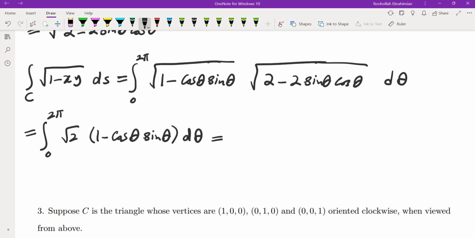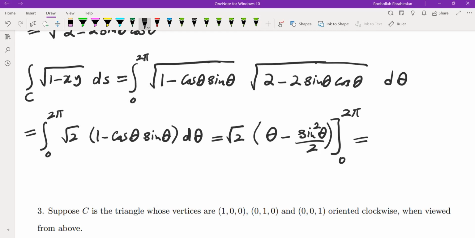Now, this is relatively easy to integrate. If we take out the root 2, integral of 1 is going to be theta. Integral of cosine sine is going to be sine squared theta divided by 2, because when you take the derivative of sine squared, you get 2 sine theta cosine of theta. So you have to divide by 2. And that has to be evaluated from 0 to 2 pi. When we plug in 0, everything is 0. When we plug in 2 pi, the only thing that is non-zero is the first theta. So this is 2 root 2 pi as the final answer.